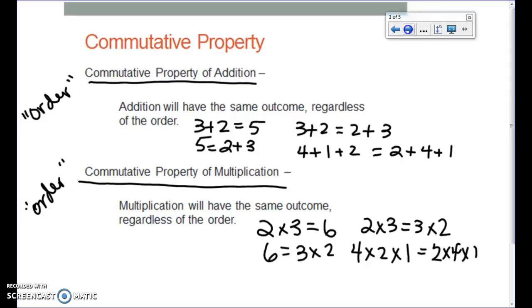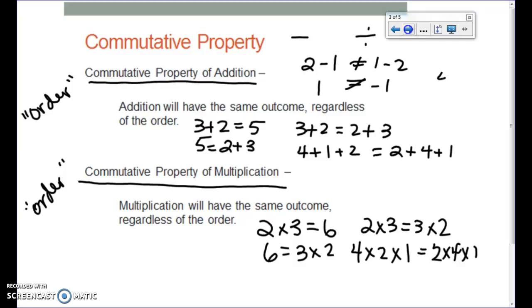There are some operations, like subtraction and division, that the commutative property does not work for. For instance, 2 minus 1 is not the same as 1 minus 2. In fact, 2 minus 1 would be 1, and if you're at 1 and you count backwards, it'd be 1 down to 0 down to negative 1. And negative 1 is not the same as 1, so subtraction does not work for the commutative property.